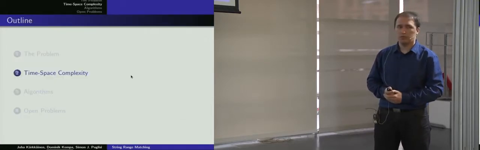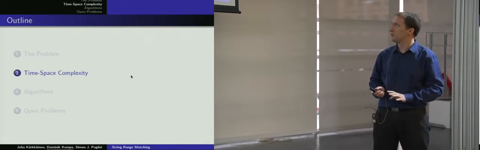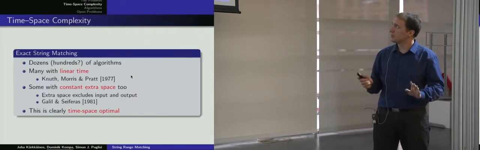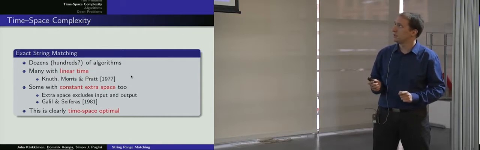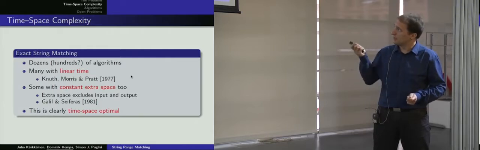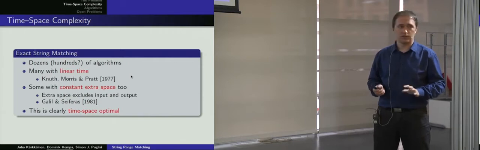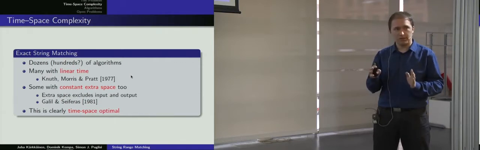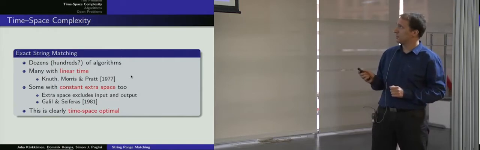Okay, so we'll now review the time-space complexity of the problems mentioned so far. Exact string matching is a classical problem in stringology with dozens of algorithms. Many of them have linear time complexity, such as the famous Knuth, Morris, and Pratt. Some of them, in addition, also use constant extra space, which is the space in addition to input and output. And these are called time-space optimal.